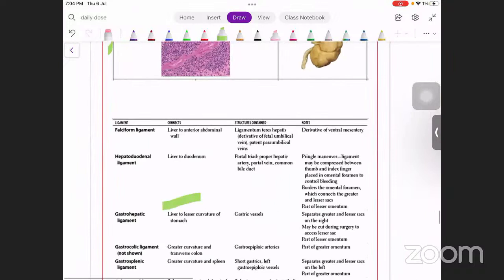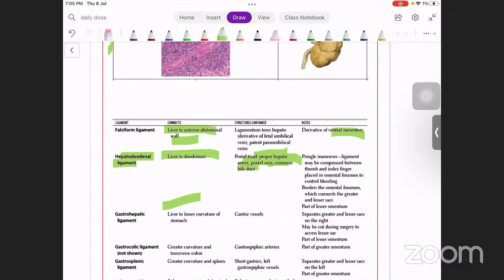Apart from that, you have the ligaments of your abdomen. Important ligaments: number one, the falciform ligament, which runs from the liver to the anterior abdominal wall and is a derivative of the ventral mesentery. Then you have the hepatoduodenal ligament, from the liver to the duodenum, and it contains the portal triad: an artery, a vein, and a bile duct. The artery is the proper hepatic artery, the vein is the portal vein, and the bile duct is the common bile duct.